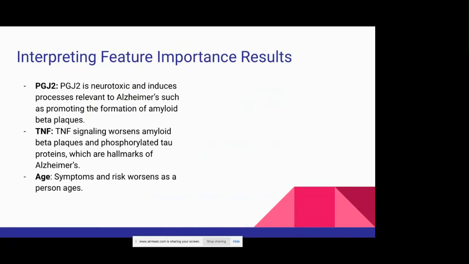Our third most important feature is age. Age is considered the greatest risk factor for developing Alzheimer's. Our symptoms and risk worsen as a person ages, since it's a neurodegenerative disease and more neurons are destroyed over time as the disease progresses.